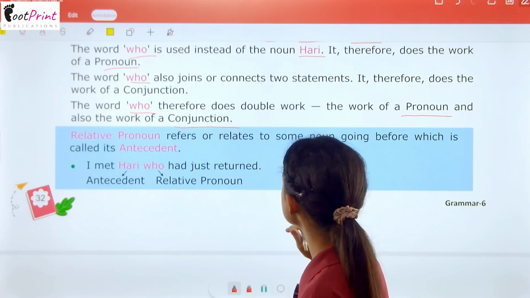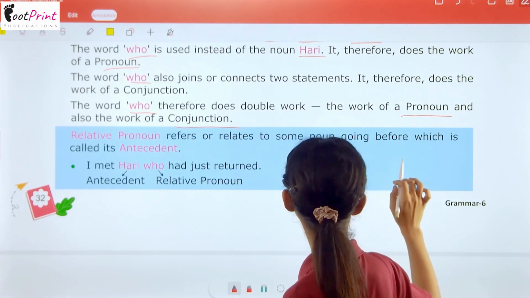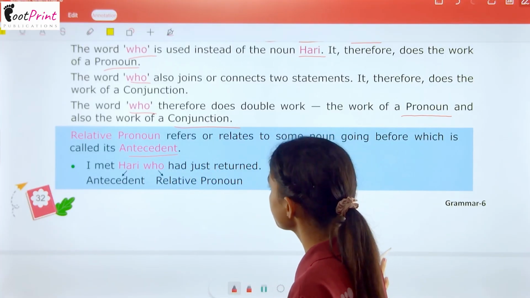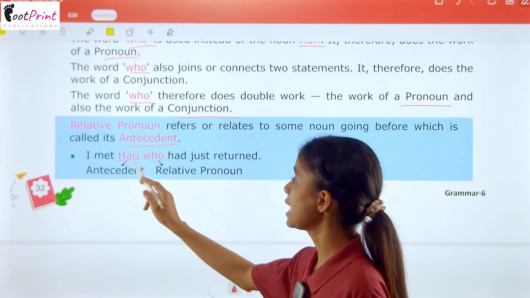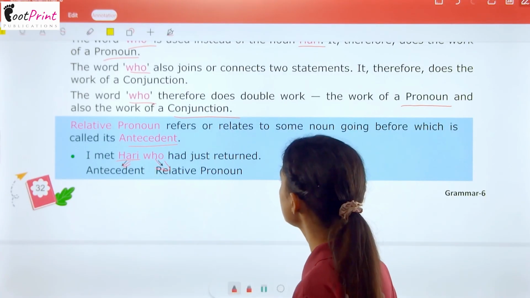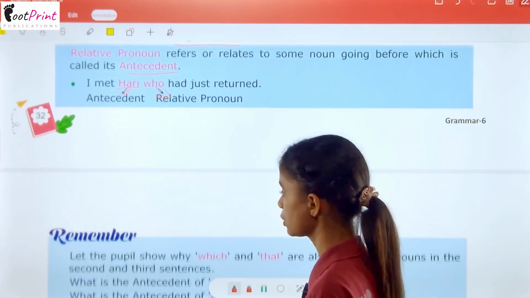A relative pronoun refers or relates to some noun going before, which is called its antecedent. Okay. I met Hari. So Hari is the antecedent. It goes before the relative pronoun. And who is the relative pronoun? Who had just returned. Okay.